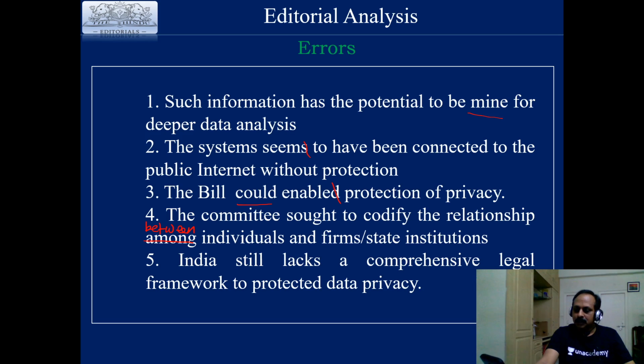The last sentence, where is the error? India still lacks a comprehensive legal framework to protect data privacy. Srinivas, that is right. Optimus, that is correct. Here, to protected, that is not correct. Whenever you see the preposition to and you see a verb after that, do remember, usually, exceptions are there, the verb should be in the basic form or bare infinitive. To plus basic form or bare infinitive. So here, we call that present infinitive. To protect. Protected is not correct. Protect is correct.